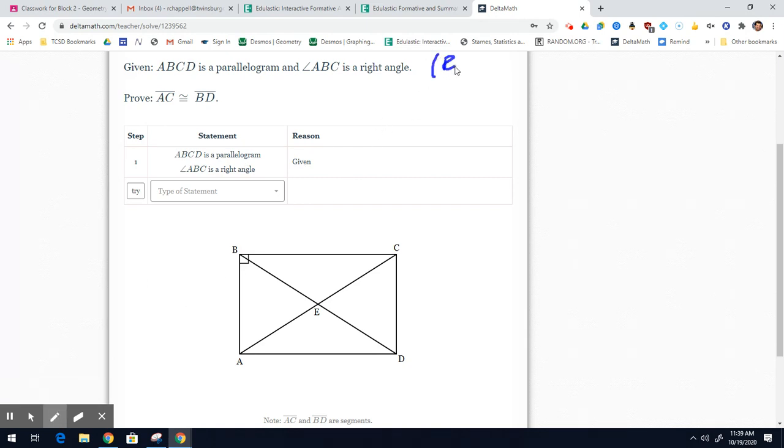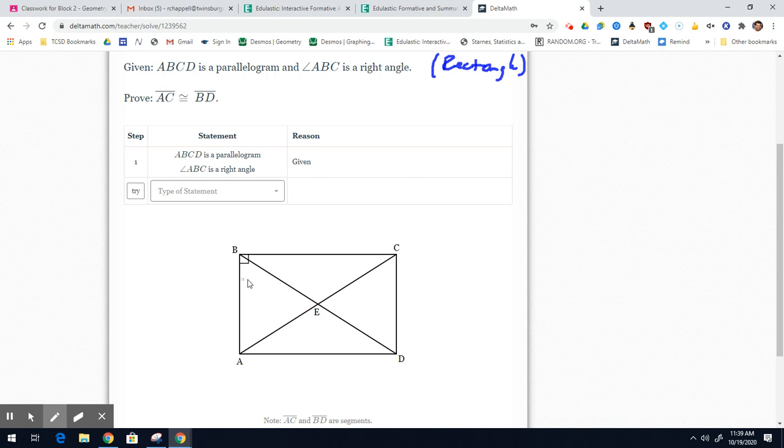Because if I'm a parallelogram, I know that opposite angles are congruent and I know that consecutive angles are supplementary. So if B is a right angle, then so is D. And then if B is a right angle, A has to be a right angle because they have to add up to 180. 90, 90 is 180. So I have 4 right angles. My job is now to show that AC and BD are congruent.